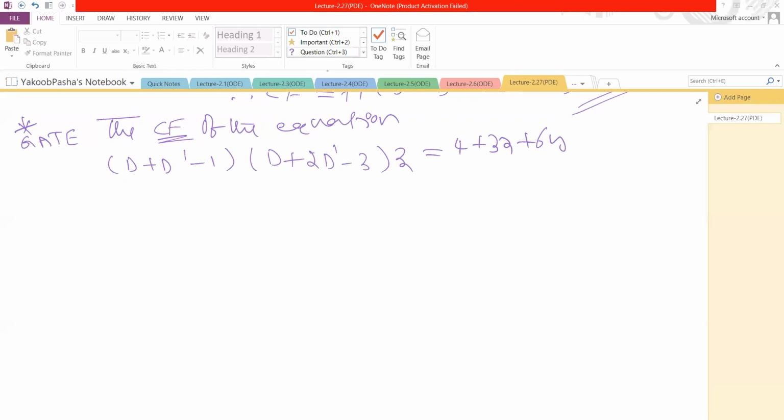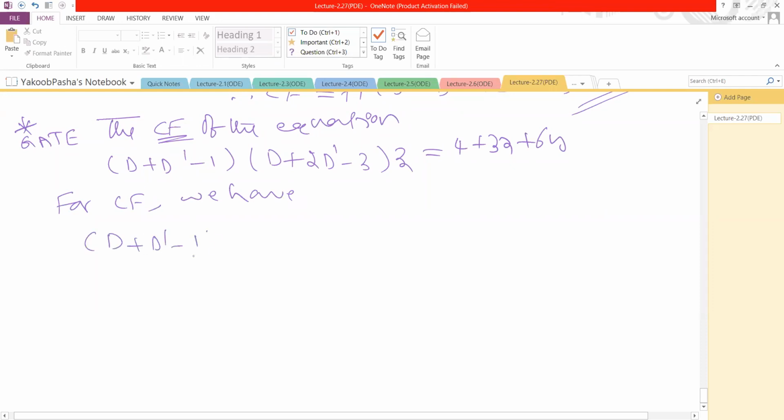Okay, first you listen to this problem. I will explain again. First I am taking this one first already, or we can consider the homogeneous equation. For the complementary function we have to consider the homogeneous equation (D plus D dash minus 1) of (D plus 2D dash minus 3) of z is equal to 0. Listen to this problem carefully, the previous problem will also be understood.